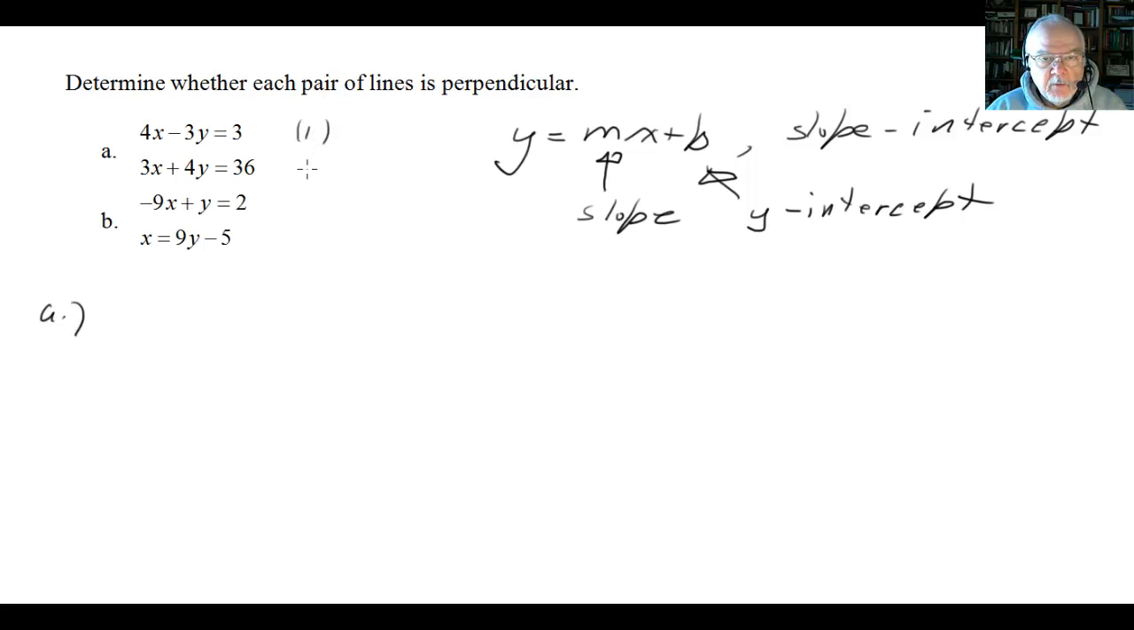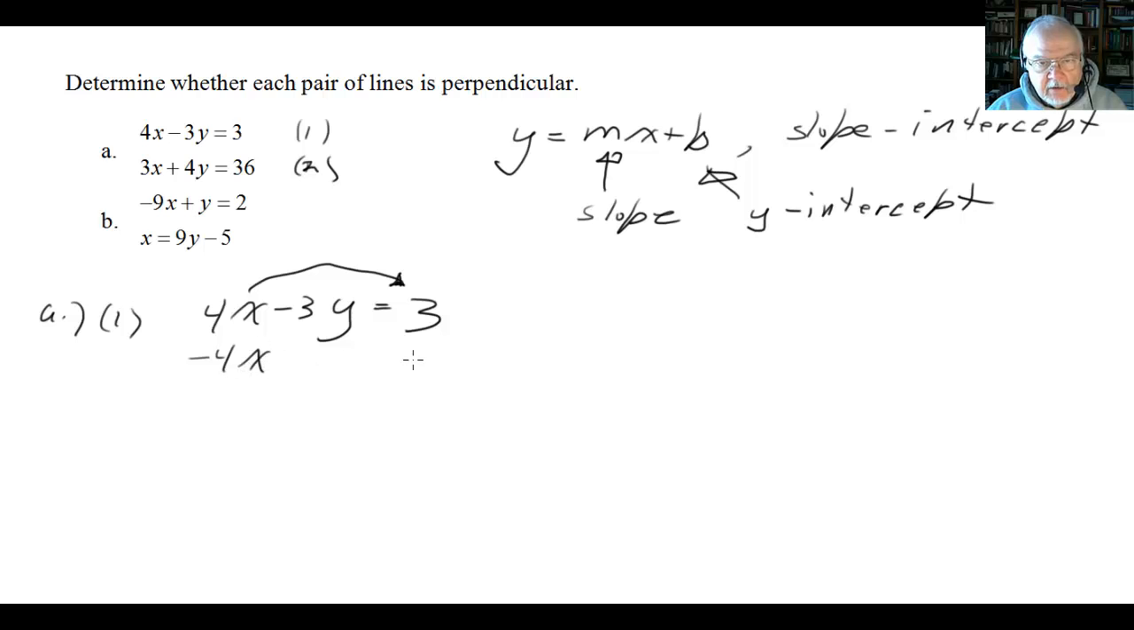All right, there's equation 1, equation 2. So equation 1 is 4x minus 3y equals 3. And I want it to look like the slope-intercept form. That means I've got to get the 4x over there. Easy to do. I just subtract 4x from both sides. That cancels because that's 0. And I end up with minus 3y equals minus 4x plus 3.